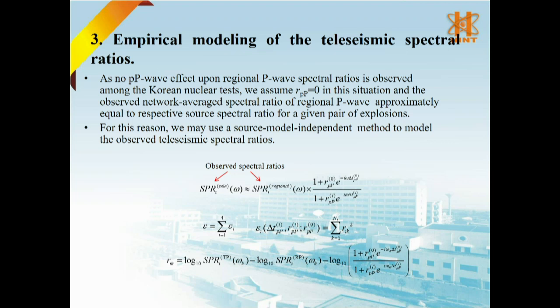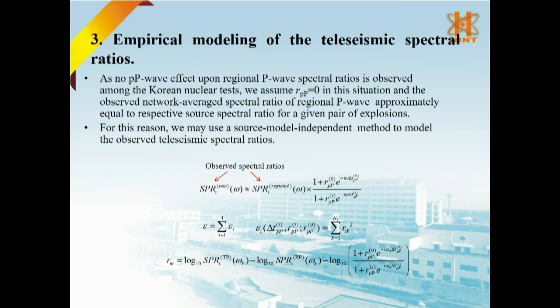However, as no pP wave effect upon the regional P wave spectral ratio is observed among the Korean nuclear tests, we assume the reflection coefficient is zero in this situation, and the observed network average spectral ratio of the regional P wave approximately equals the respective source spectral ratio for a given pair of explosions. For this reason, we may use a source model independent measure to model the observed teleseismic spectral ratios.